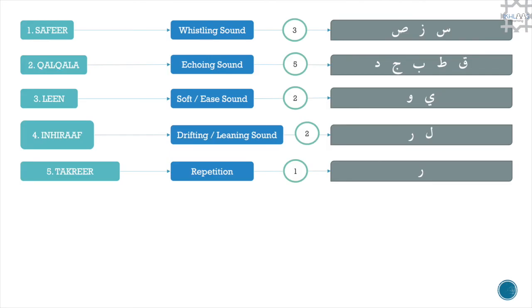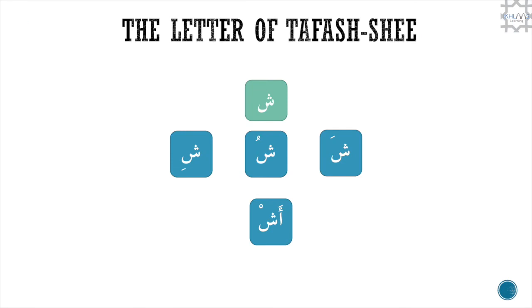So, we have looked at Safir, which is the whistling sound. There are 3 letters involved: Sin, Za, Sad. We have looked at Qalqalah, which is the echoing sound, which are 5 letters: Qutubu Jad. We have looked at Leen, which is a soft ease sound, which has the letter Ya and the letter Waw. We have looked at Inhiraaf, which is the drifting or the leaning, which is the letter Lam and Ra. And we have looked at the Takreer, which is a repetition, which is the letter Ra.